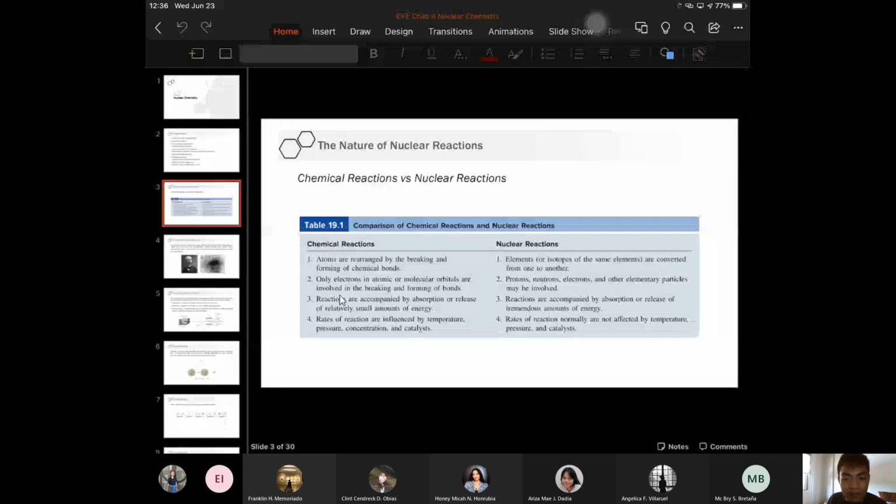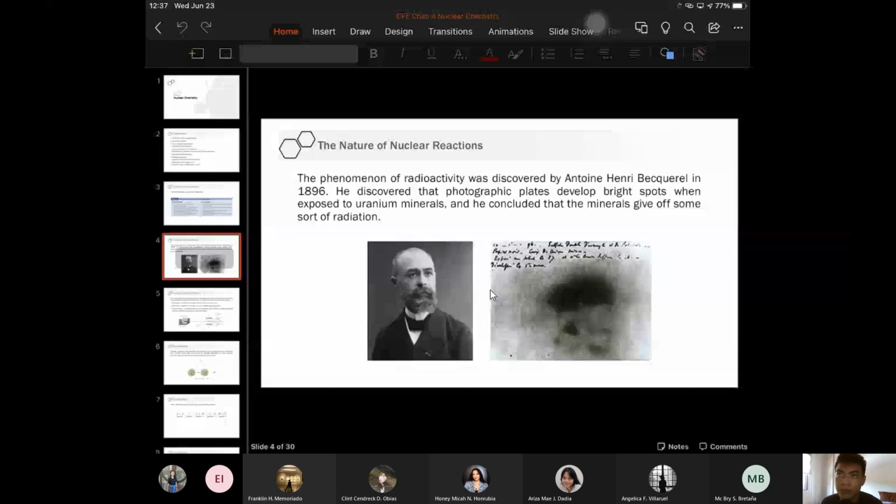Kung siya ba ay mag-alpha emission, beta emission, siya ba ay magpo-positron emission, electron capture, no? So alam niya kung ano gagawin niya. Okay? Since alam niya kung ano gagawin niya, kaya na niya mag-continue on its own. Yun yung difference niya with chemical reaction, na kailangan ng stuff to kick the reaction. Nuclear, it will just happen.